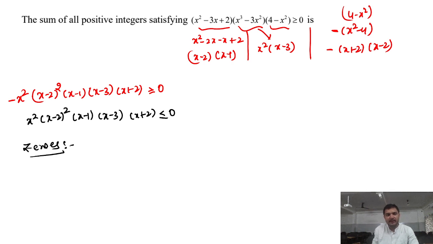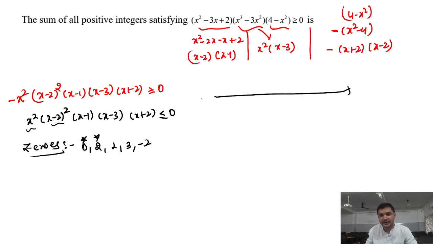Okay, next are zeros. Poles we are not having anyway. So from here we'll get x equal to 0. From here we'll get x equal to 2, 1, 3, minus 2. At 0 we have even power. At 2 we have even power. So I'll be marking a star also. Right? On the number line, what will I be plotting? Plot all these. From the extreme left, minus 2, then we'll have 0, 1, 2, 3. Star we have at 0 and 2.